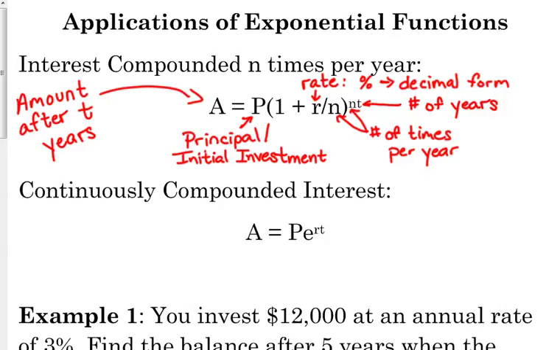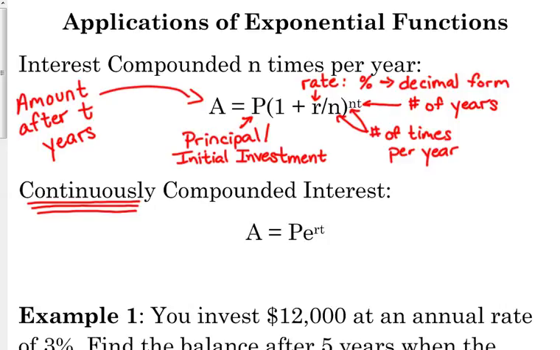The other case is that we could have continuously compounded interest. Now, you will see that specific word. If you do not see compounded continuously or continuously compounded interest, you do not use this formula. Okay? You do not use this formula, or vice versa. If you see the word continuously, this is the formula you use.